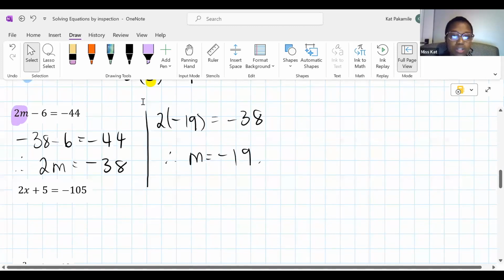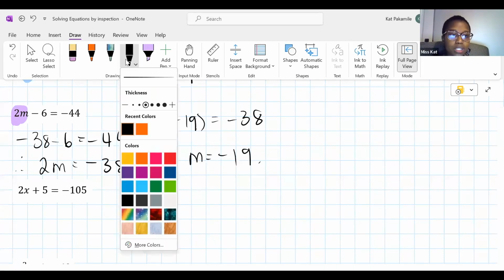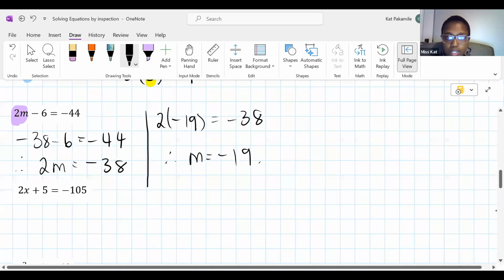2x plus 5 equals negative 105. Okay, that's fine. We did the same thing, just in 2 steps. Okay, Solem, we did the same thing. We just used 2 steps. Also, I'm expecting you guys to not use your calculator. Okay?